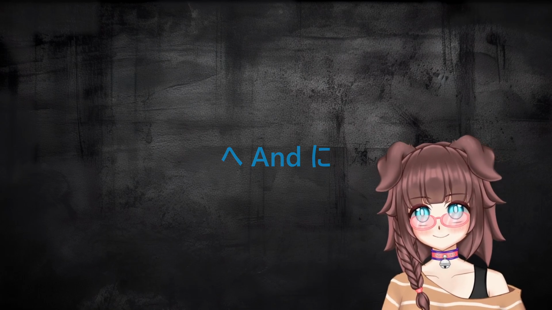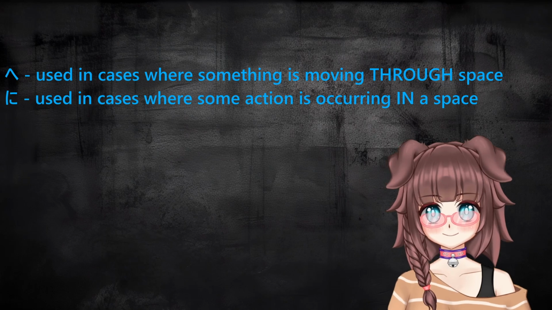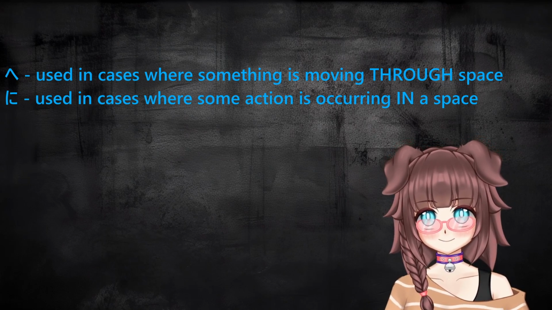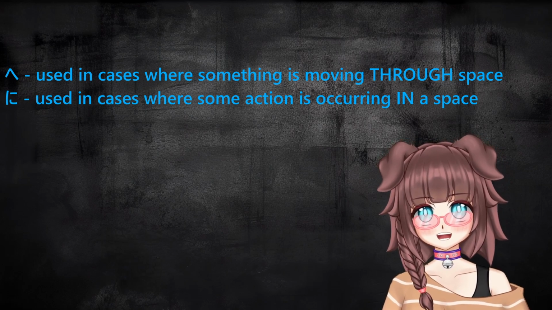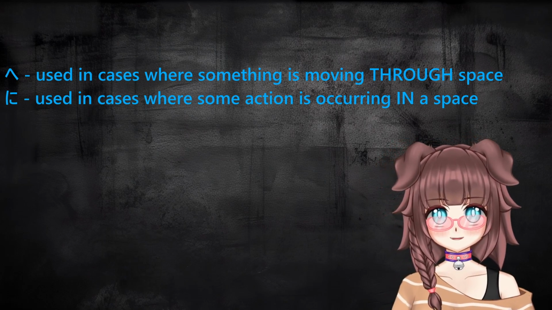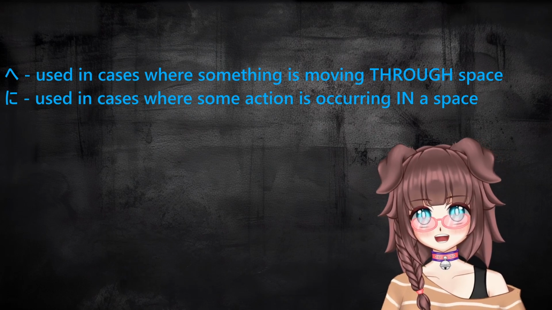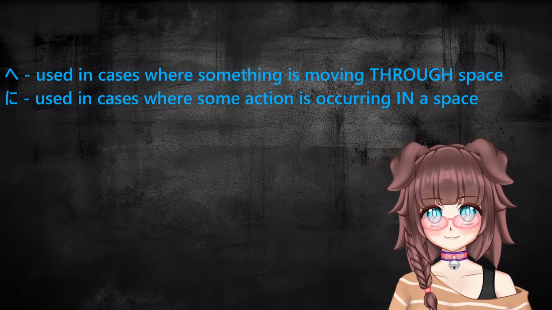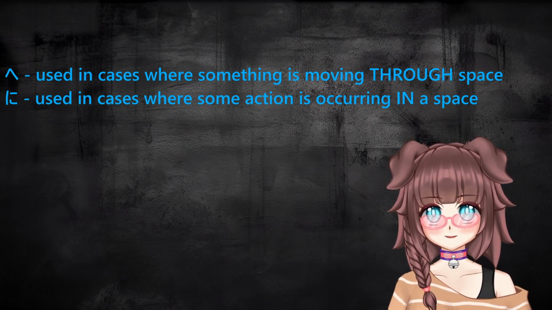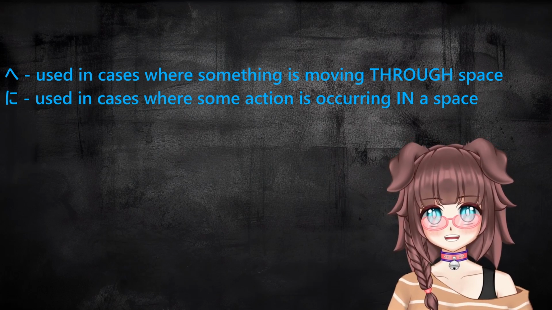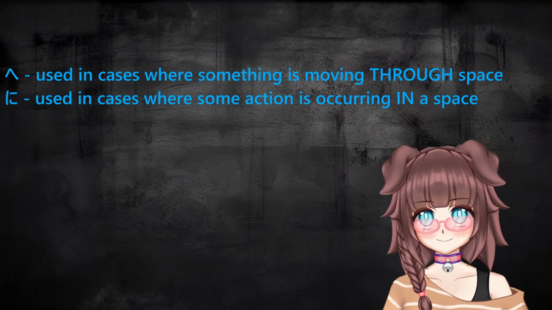Maybe you'll agree. E is used in cases where something is moving through space. It's about travel. Ni is used in cases where some action is occurring in a space. It's about locating the place where a verb takes place. I'm going to show you some examples to help you understand this distinction, but basically both e and ni are particles that relate in some way to things occurring spatially. It's spatial deixis, which is something that we've talked about before.